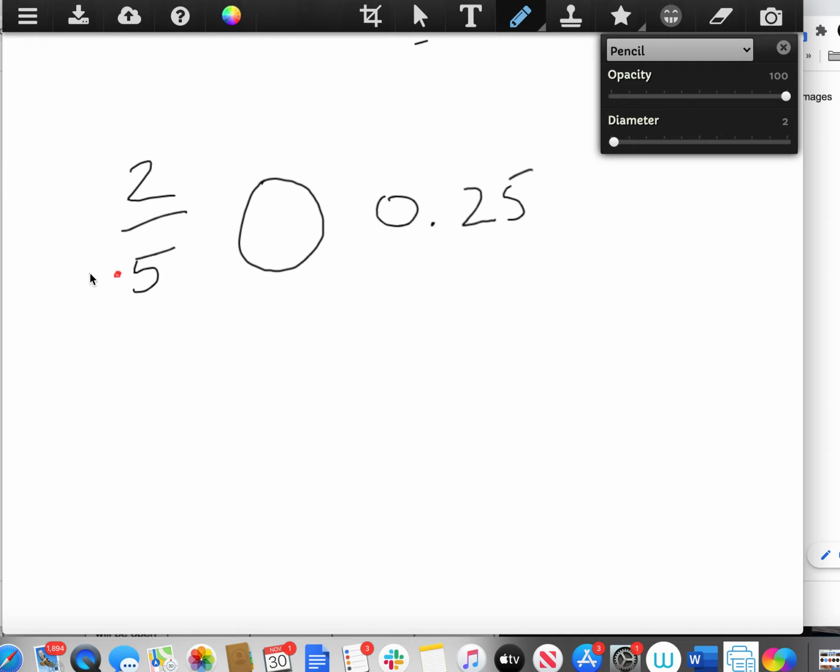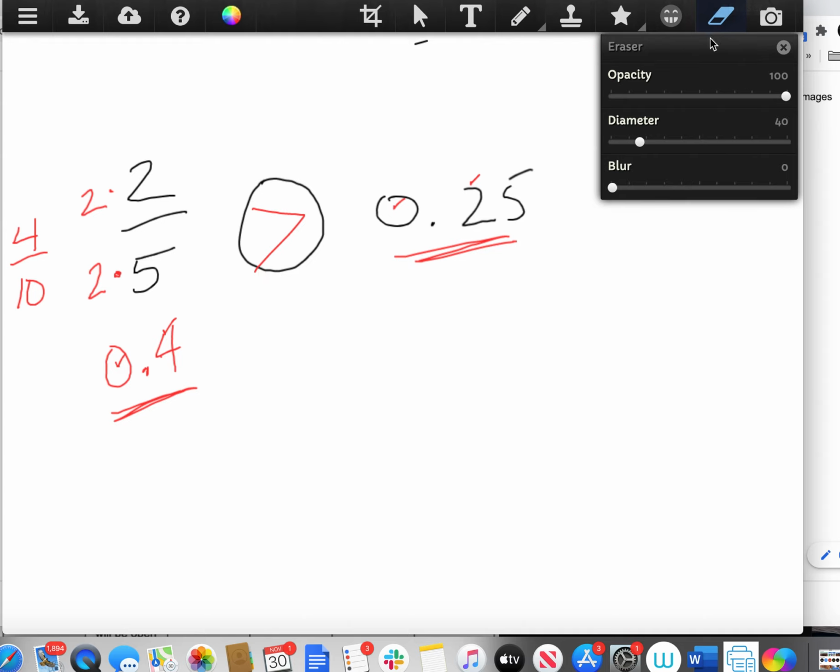For example, I know if I multiply 2 times 5, I get 10. Whatever I do to the denominator, I have to do to the numerator. So 2 times 2 is 4. So my new equivalent fraction is 4/10. Well, if I can read 4/10, I can write 0.4. Now I can compare this decimal with this decimal. 0.4 and 0.2. So this is bigger. So I can automatically put it in. All right, let's try a different one.